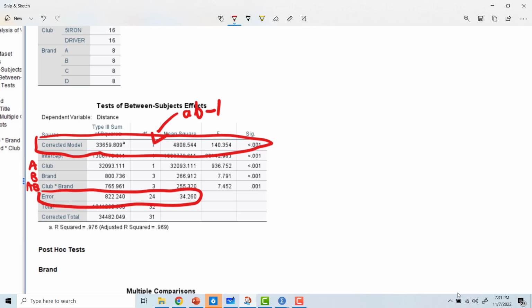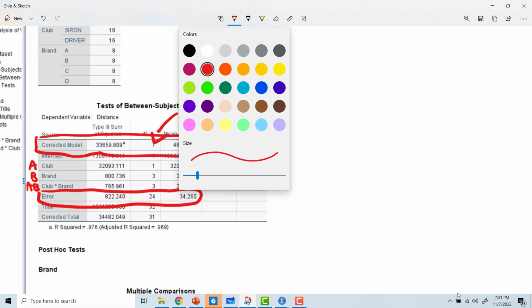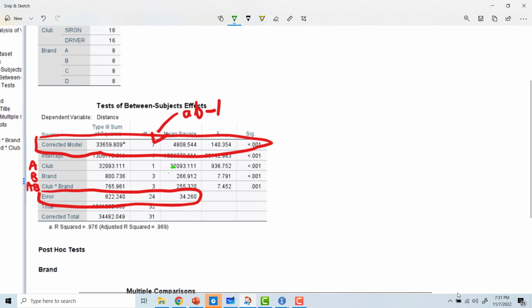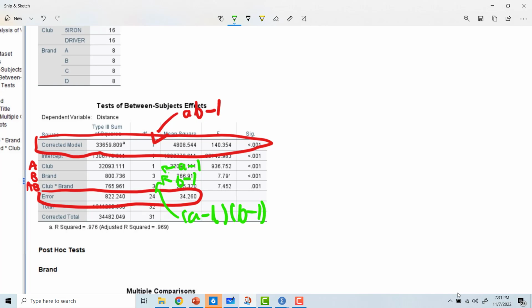Yeah, I'm not very good at drawing these. Let's choose a different color. Let's just go with green. So you can see this A is 2. We have 2 clubs, so this is A minus 1. We have 4 brands, so 3 is B minus 1. And this is A minus 1 times B minus 1, i.e. 2 minus 1 is 1, and 4 minus 1 is 3, so that's 1 times 3.